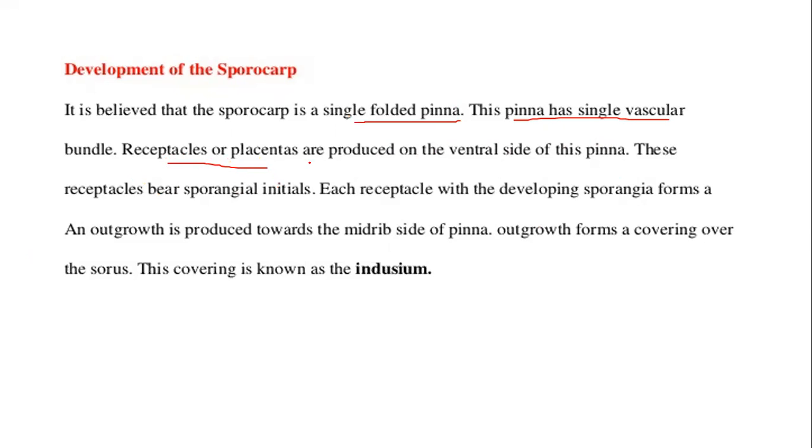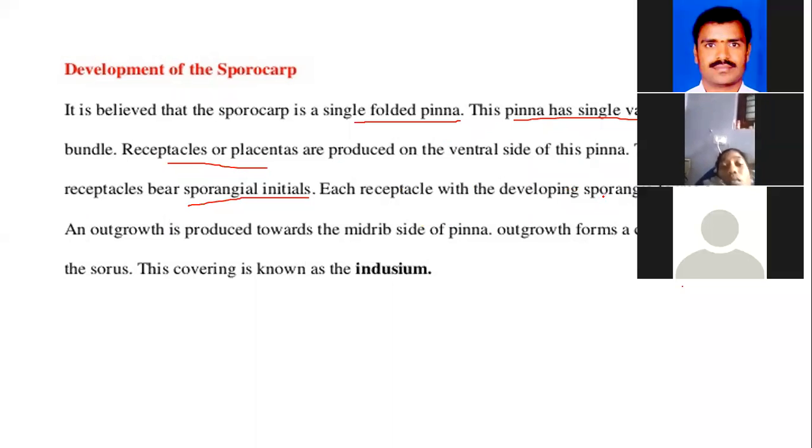So receptacles or the placentas. These receptacles and placentas are considered as the base for the attachment of the sporangial initials. So from these receptacles, the sporangial initials will develop, and these sporangial initials will develop into sporangia.